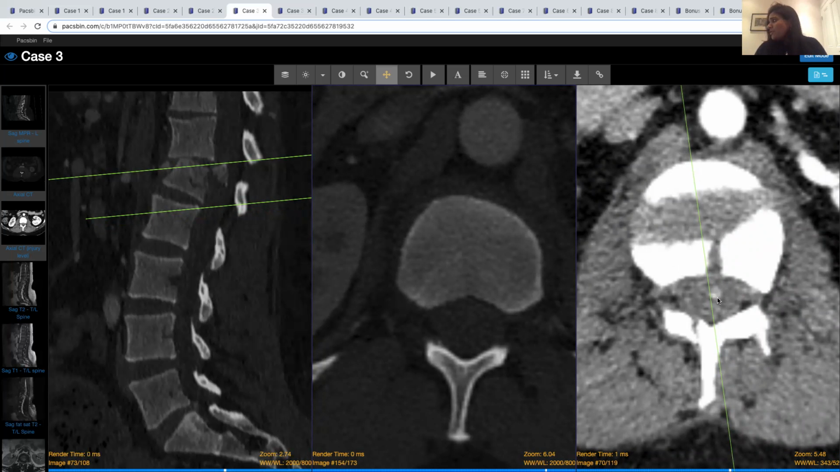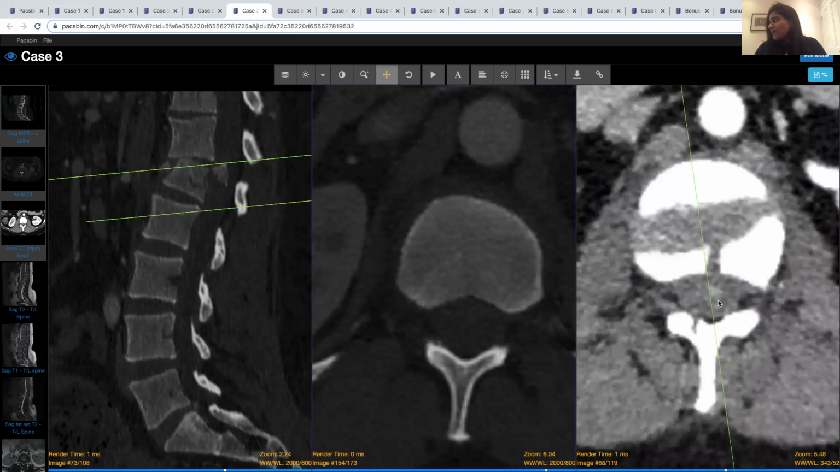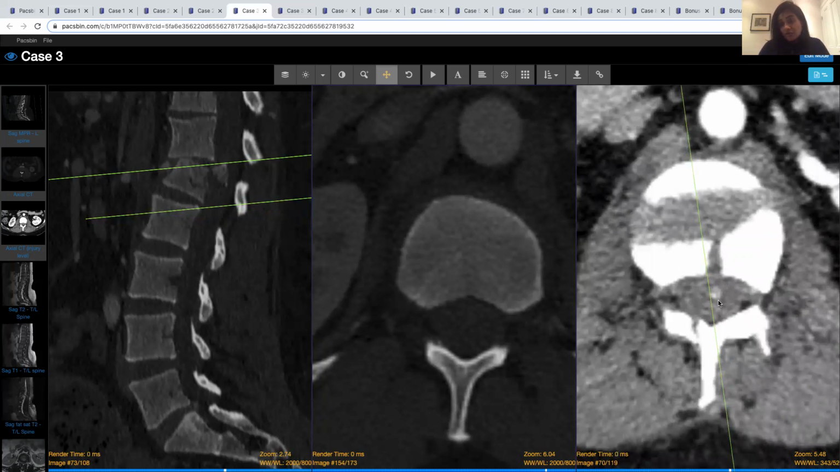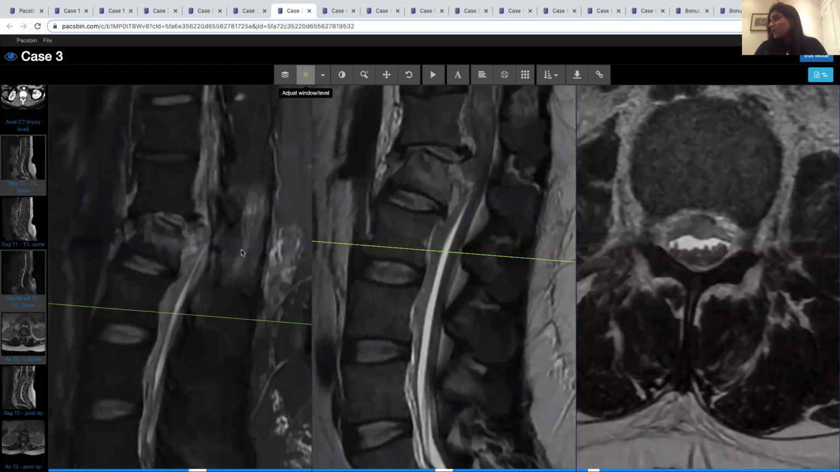And then the more you look, the more you see there's a little blush within that region which doesn't confine to bone. So that's making you think, could that be a bit of contrast blush related to a bit of ooze into a hematoma? And when we look at the case on MR, that is exactly what they had.